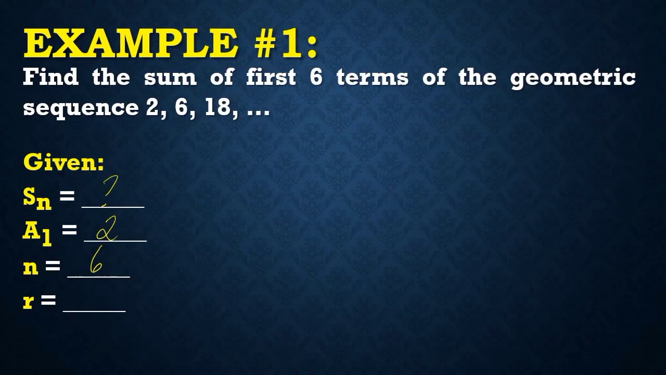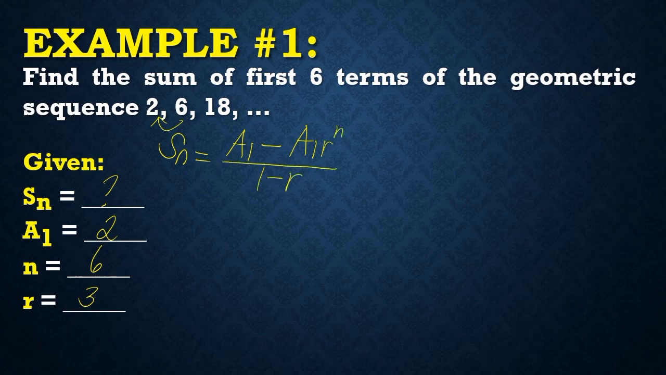And then, our common ratio, ma-identify natin yung common ratio since given naman yung mga first 3 terms ng geometric sequence. So, 6 divided by 2, that is 3. Therefore, our common ratio is 3. And then, we apply the formula S sub n is equal to a sub 1 minus the product of a sub 1 and r raised to n, all over 1 minus r.